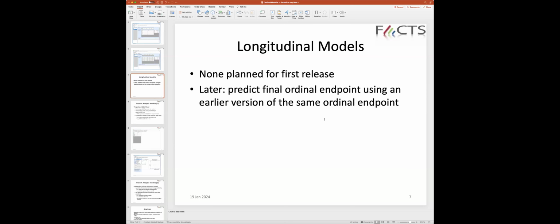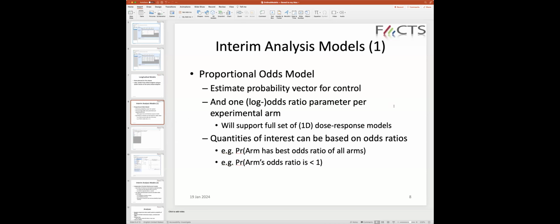And I, for example, have been involved in several trials where you predict the 90-day outcome with the 30-day version of that same ordinal endpoint. So that will be a useful extension that we will add as soon as possible, but probably not planned for the first release.